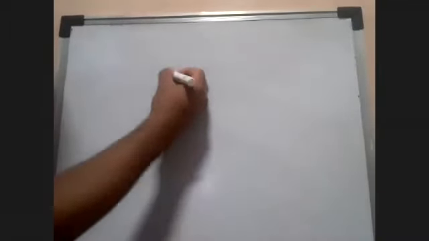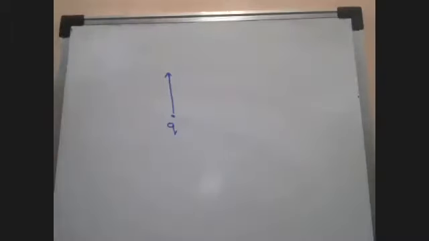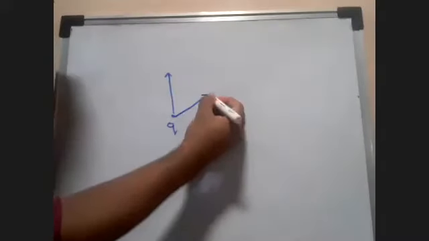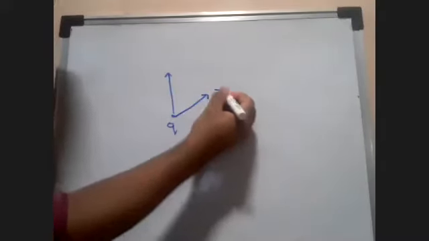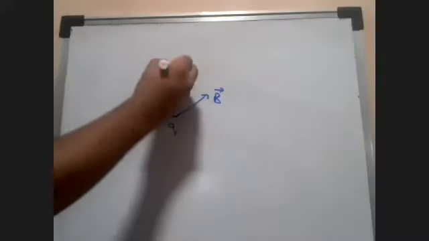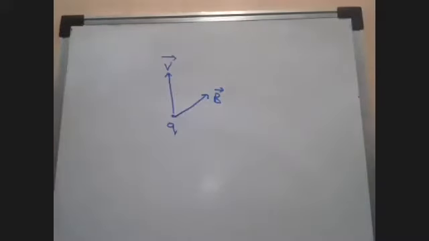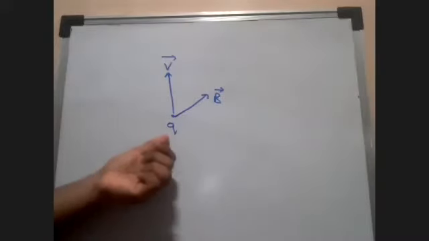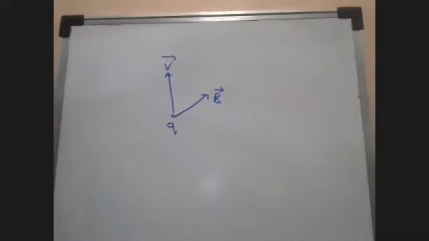Yesterday we spoke about a charge q. If it has a certain velocity in this direction and my magnetic field is inside the board, I will draw it like this. In that case, what you have to do is find out the direction of the force on a charged particle which is in the presence of a magnetic field.